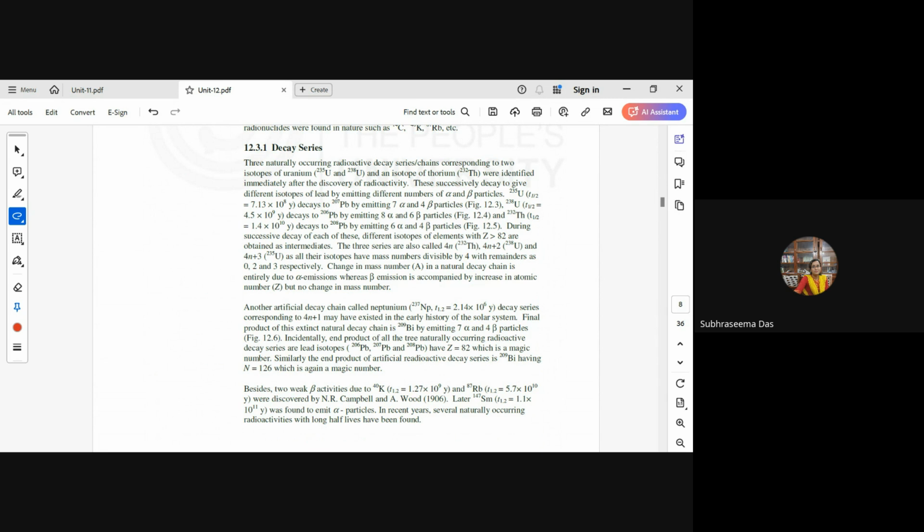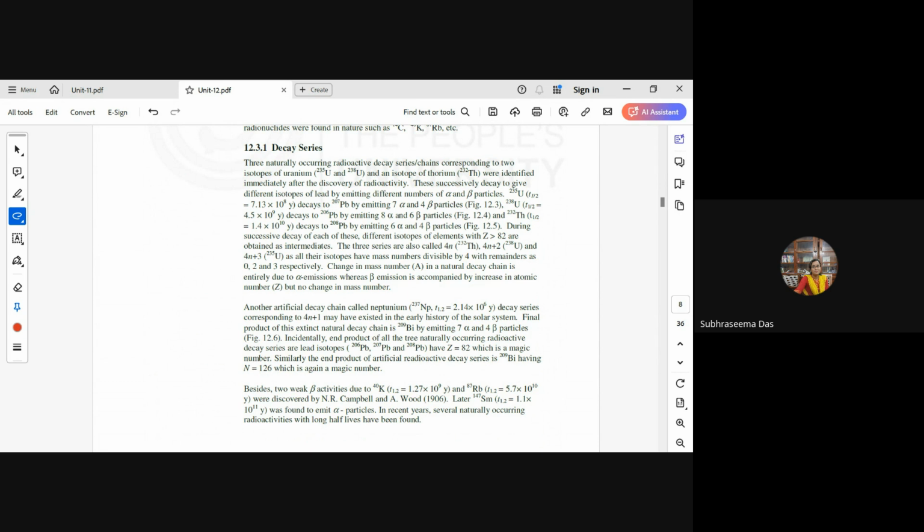Here uranium-235 has a T half of 7.13 into 10 to the power 8 years. It decays to lead-207 by emitting 7 alpha and 4 beta particles. Similarly, uranium-238, which has a T half of 4.5 into 10 to the power 9 years, decays to lead-206 by emitting 8 alpha and 6 beta particles.